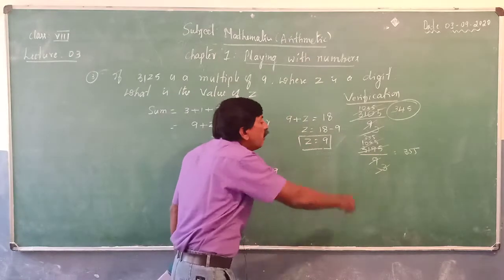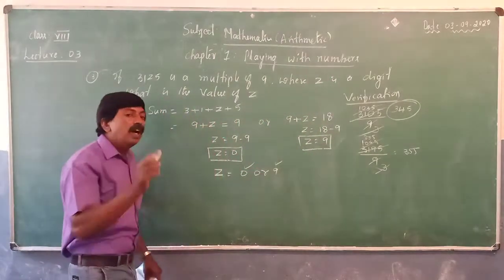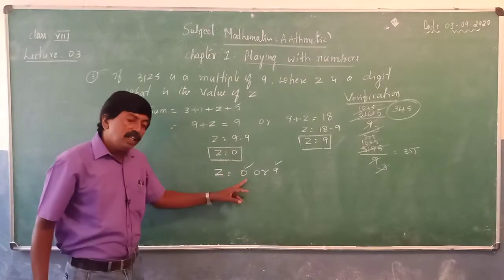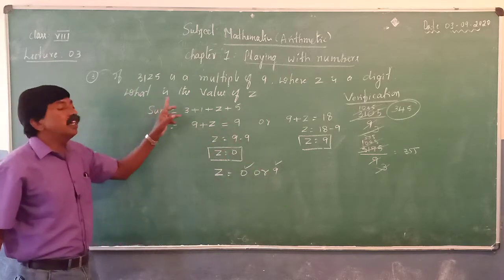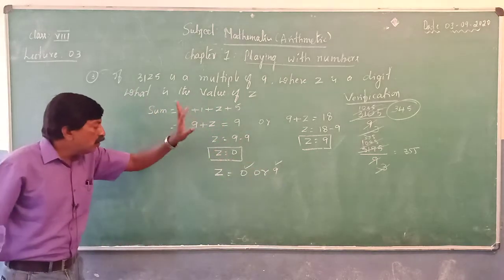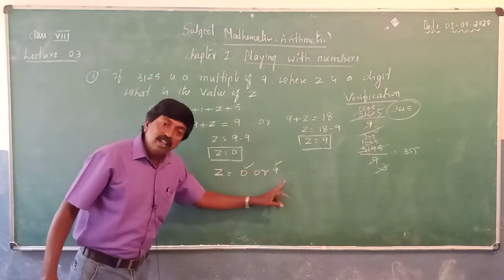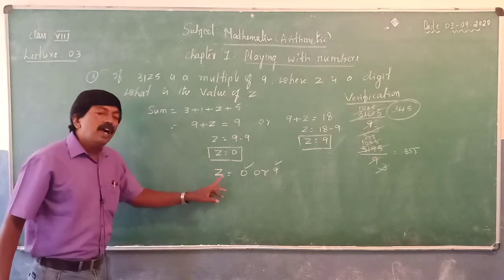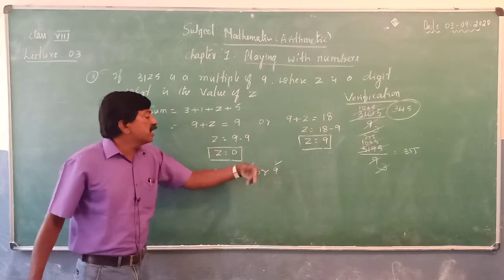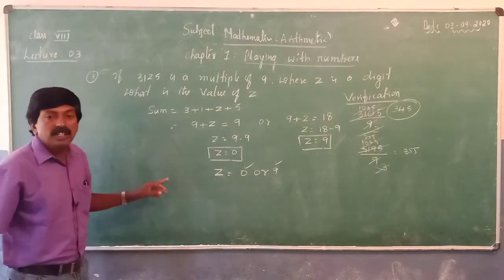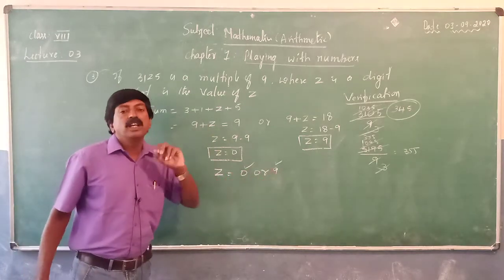Therefore, both the values are correct. That's why you can consider 0 or 9. Z value may be either 0 or 9. Both the values will satisfy. Remember once again, don't write 0 only in this problem. 0 is also correct, 9 is also correct. Therefore, Z value may be 0 or 9, but not 18. Only two values, one is 0, another one is 9.